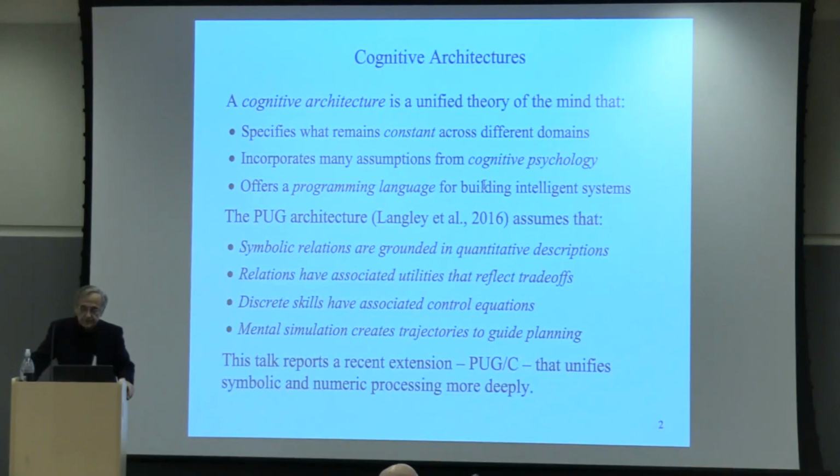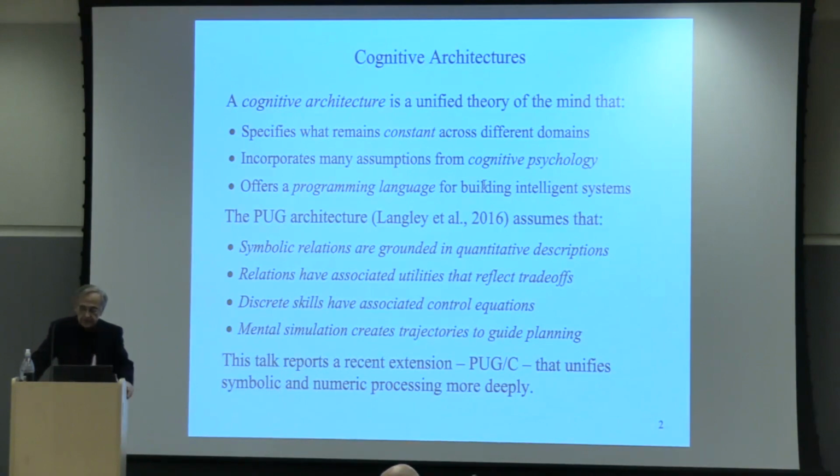Pug is an architecture that we first described in 2016 at the ACS conference. It's somewhat different in that it has symbolic relations, but they're always grounded in quantitative descriptions in the environment. Those relations have associated utilities that can be used to reflect trade-offs among the agent's objectives. There are discrete skills, but they have associated control equations. And there's a process of mental simulation that creates trajectories over time to guide planning.